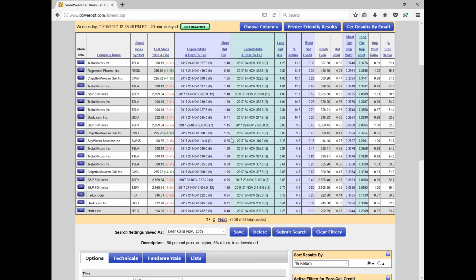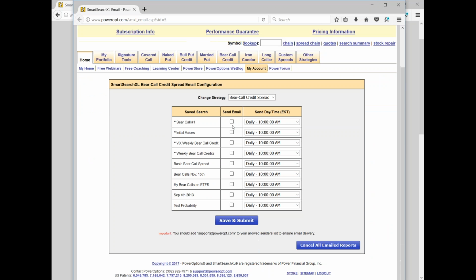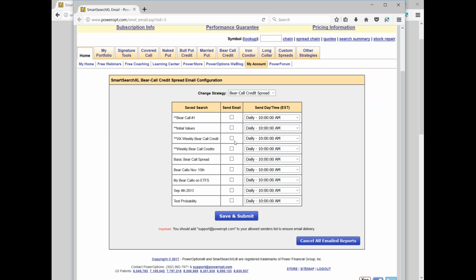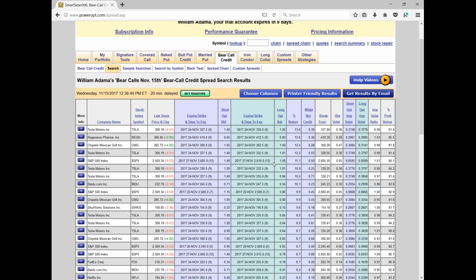And another feature up top is Get Results by Email. What this allows you to do is pick any of the default searches or any of our saved searches, and rather than logging on to PowerOptions, you can have those emailed to you at any time during the day. So if I want my Bear Calls November 15th emailed to me today at 3 p.m., just before the market closes, or Ernie even threw in 3:45 there as well, I'll go ahead and save that. Now, at 3 o'clock today, I'll receive an email with the bear call credit spreads that matched my search results. So you can customize it any way you want.